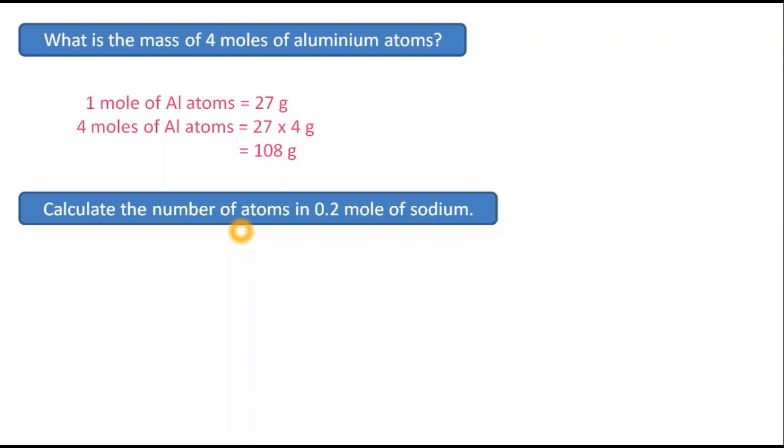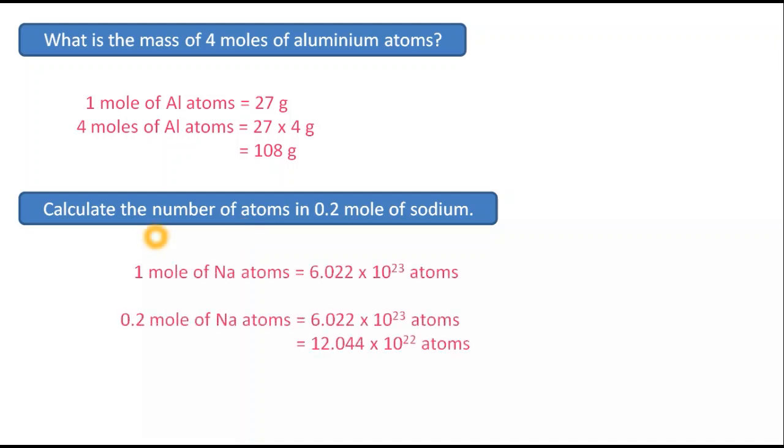Now, next numerical is calculate the number of atoms in 0.2 mole of sodium. Again, we are having the number of moles, that is 0.2. Now, we need to find the number of atoms. We know that 1 mole of atoms contains 6.02 into 10 raised to 23 atoms. So here we are having sodium, so 1 mole of sodium will contain this number of atoms.